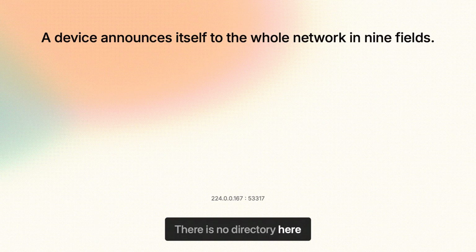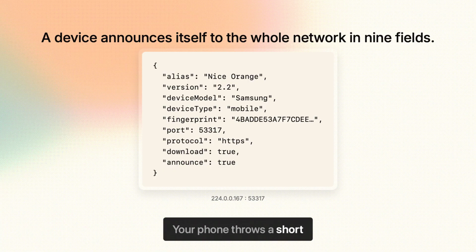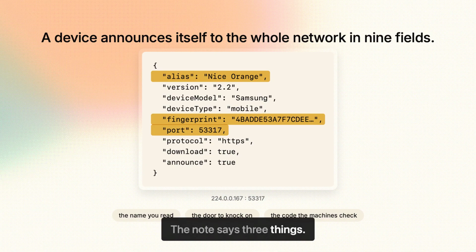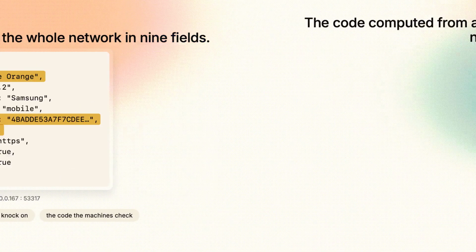There is no directory here to look anyone up in, so one device shouts. Your phone throws a short note onto the network, and everything on the Wi-Fi hears it. The note says three things: what to call this device, what door to knock on to reach it, and one short code. The name is for you. The code is what the other devices go by.